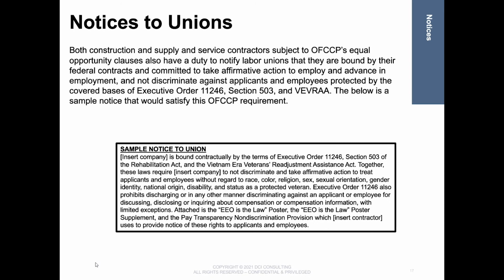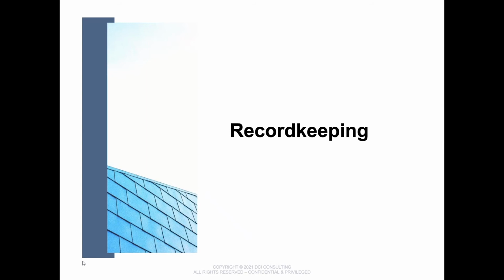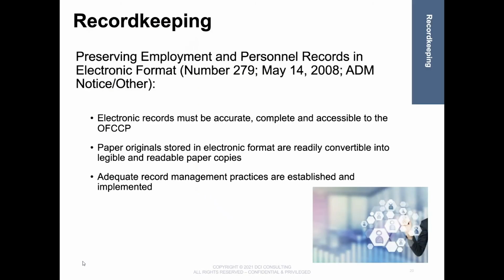This construction award probably doesn't apply to a lot of people, but there are some sales and service organizations who also have some spinoffs. So if you do have any new construction contracts for more than $10,000, you do need to tell the OFCCP that. So let's talk about record keeping.